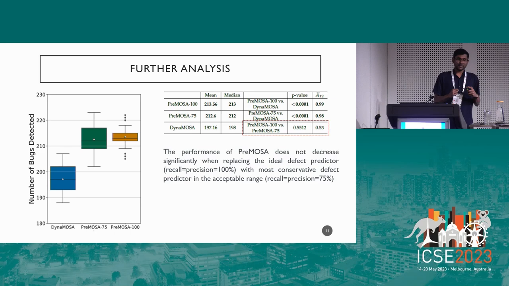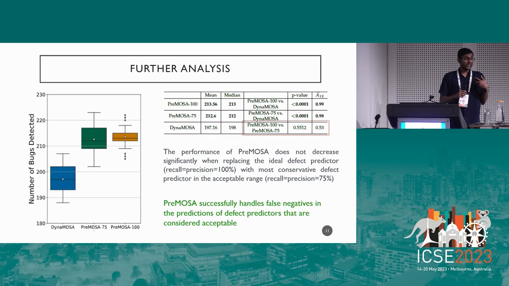Furthermore, the performance of PREMOSA doesn't decrease significantly when the ideal defect predictor is replaced by the most conservative defect predictor in the acceptable range. So we can confirm PREMOSA successfully handles false negatives in the predictions of defect predictors that are considered acceptable.